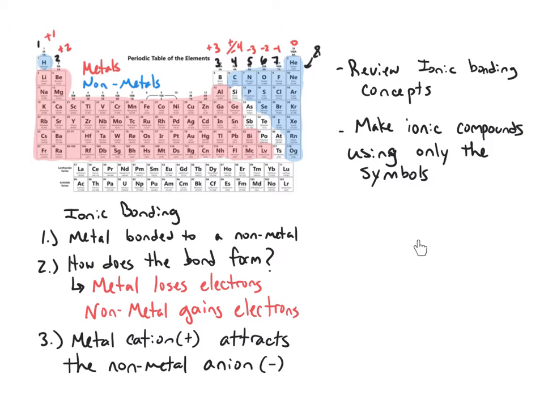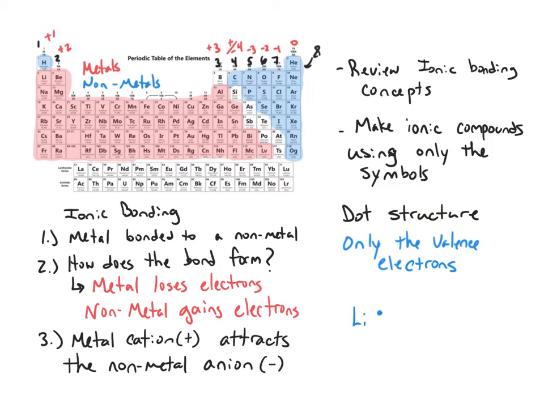Now over here in this space, I'm going to show you something called a dot structure, which shows only the valence electrons of the elements that we're going to be bonding together. And this will hopefully show the ionic bond a little bit more clearly for you. I'm going to use this periodic table here to help illustrate this point. Let's take, for example, lithium. Lithium has one valence electron, so I will write the symbol for lithium over here, Li, and I'll put just one dot for its valence electron.